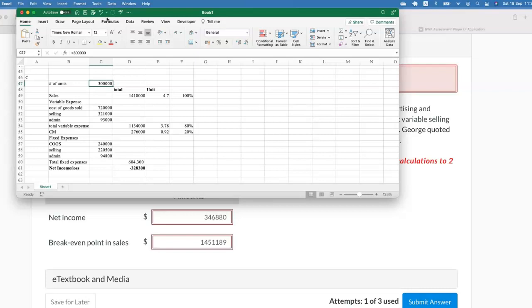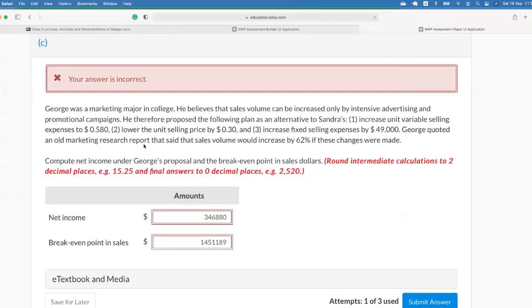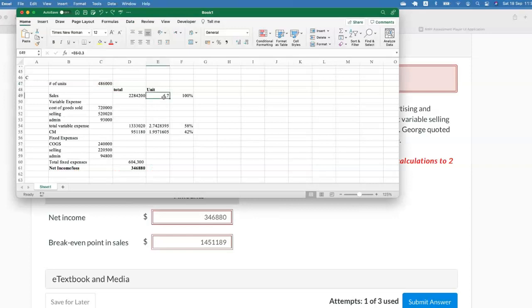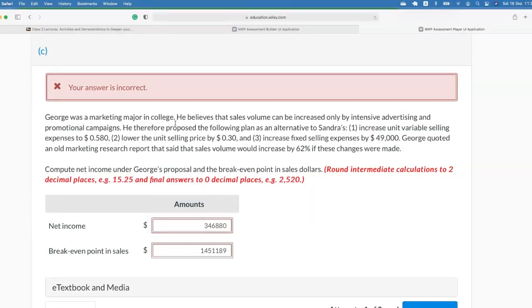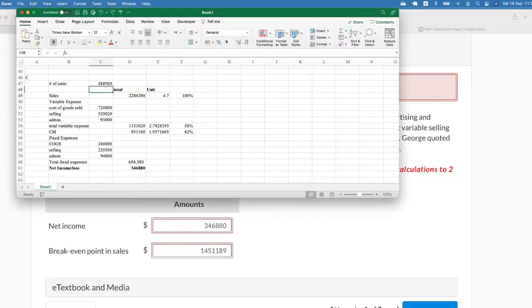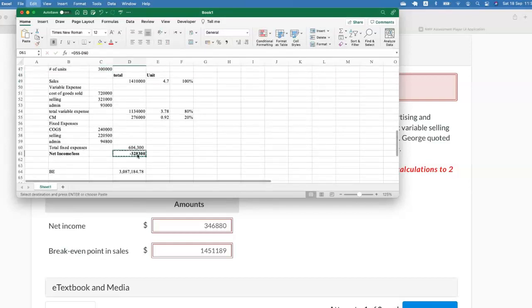I think that we don't need to increase the sales volume? It says increase the sales volume, because he's saying that a report says that sales volume would increase by 62% if these changes were made. Right. And you made the changes. And I made the changes. So here, I'll try this one.